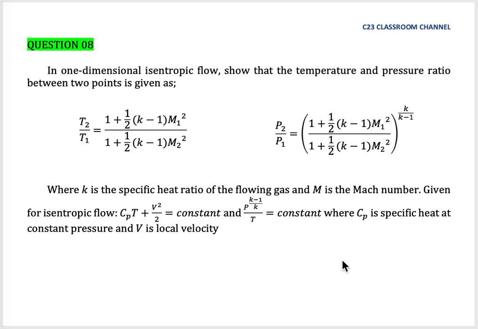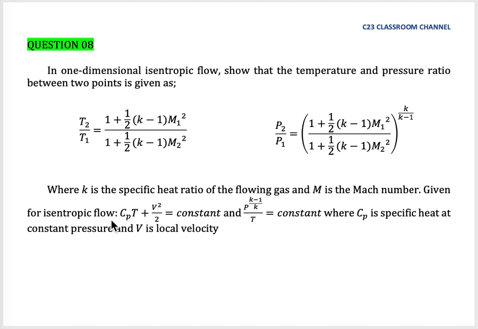Compressible flow, tutorial number 8. In one-dimensional isentropic flow, show that the temperature and pressure ratio between 2 points is given as this equation and this equation, where K is the specific heat ratio of the flowing gas and M is the Mach number.